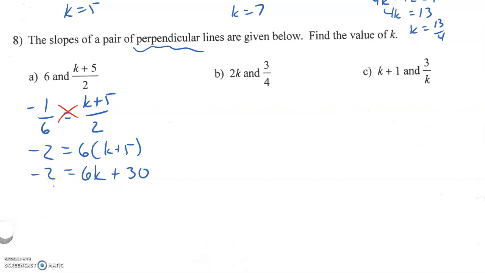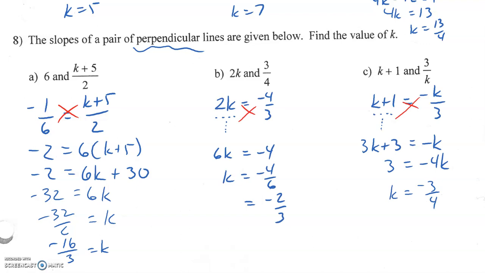I'll subtract 30 from both sides. So this becomes negative 32 is equal to 6k. And then divide by 6 on both sides. So this would be negative 32 over 6 is equal to k. And of course, we could reduce that a little bit. We can cut them both in half, so that could be minus 16 over 3 is equal to k, and then you could change it to an improper fraction if you want. Okay, so pause it again. We'll do the next two, and then hopefully your answers will match these ones.